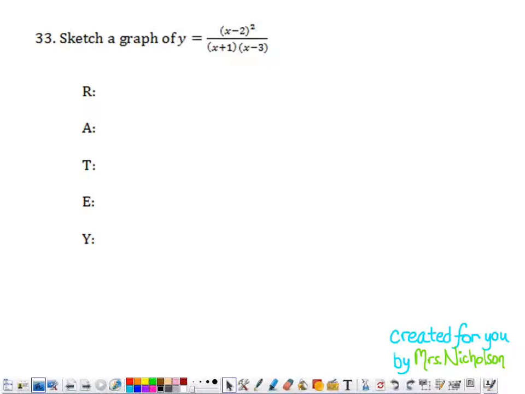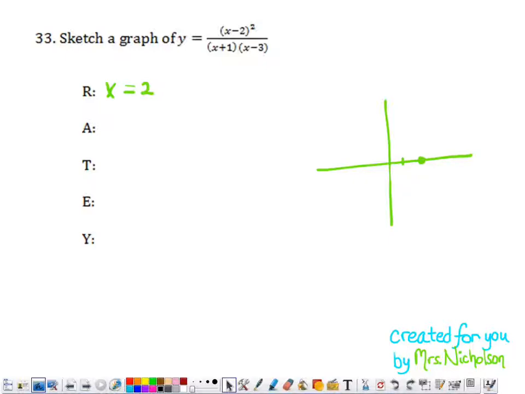So R stands for roots, and roots come from setting our numerator equal to 0. And so in this case, the only factor in the numerator is x minus 2. And so x equal to 2 would be the value that would make that equal to 0. So x equals 2 is our root. And so I'm going to go ahead and start a graph over here. There's my root, x equals 2.